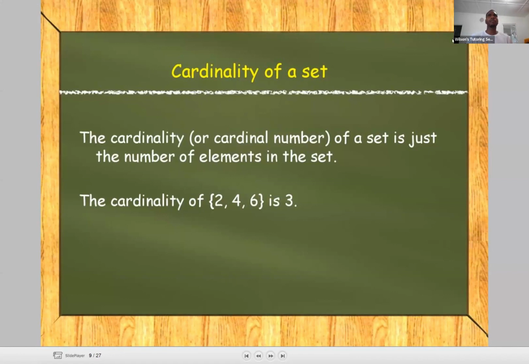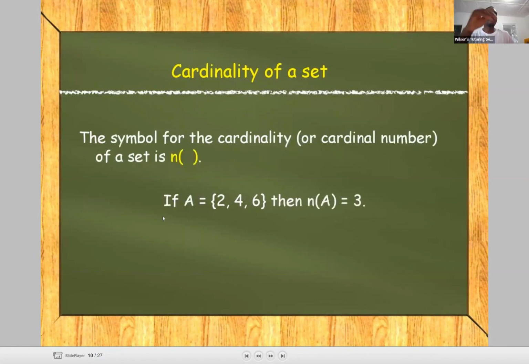Now, on screen it says the cardinality or cardinal number of a set is just the number of elements in the set. So the cardinality of a set has to do with the number of members or elements in the set. Here it says the cardinality of the set containing elements 2, 4, and 6 is 3, because there are just 3 elements or members in the set. It's simple, right? I don't have to spend too much time on it. So let me jump to the next one.